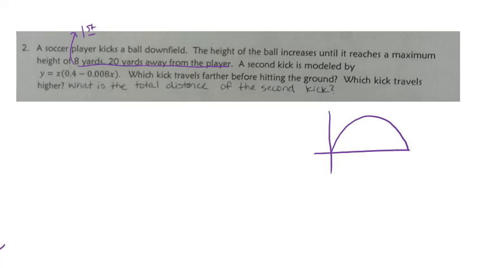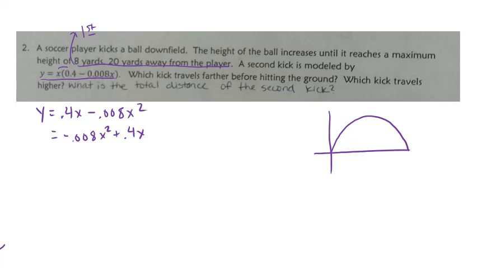A second kick is modeled by this function here, which we're going to have to play with a little bit in order to answer the question. It's not really in any form that we can solve, so we're just going to put it in that form. And then we're going to ask a series of questions about it. Okay, so let's start by putting this in the right form, and all we're going to do is distribute the x. So this would be 0.4x minus 0.008x squared. And I also want to put it in a, b, c form. So it'll be negative 0.008x squared plus 0.4x, and then there's no c.